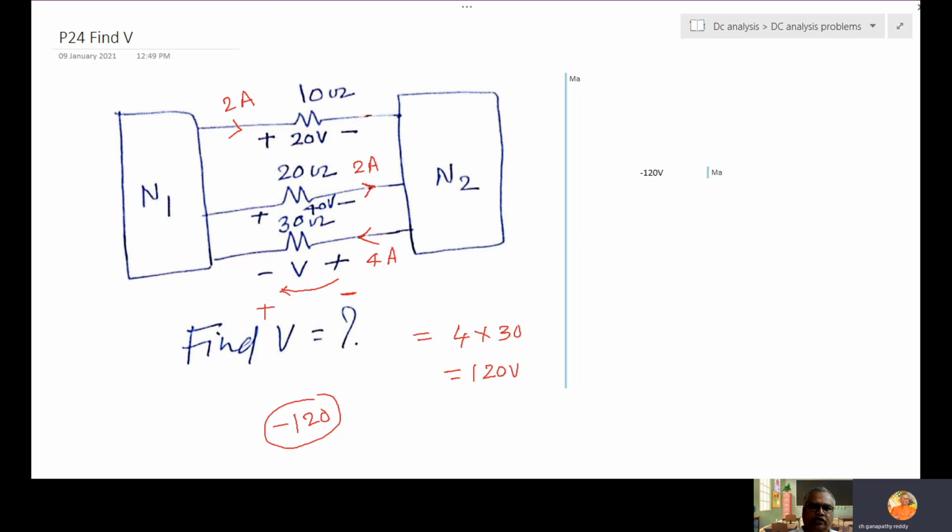Okay. This 20 is the drop. This 40 is also a drop. This V is also a drop. There are no sources across the elements. Sources are in N1 and N2, which we don't know. Because of the sources, this 2 ampere current is flowing. Therefore, you got a drop of 20 volts. Here you got a drop of 40 volts. This V is also a drop, not a source. Drop depends on current. Current depends on external potential difference. So like that we got the answer of plus 20. It depends on the polarity of V.